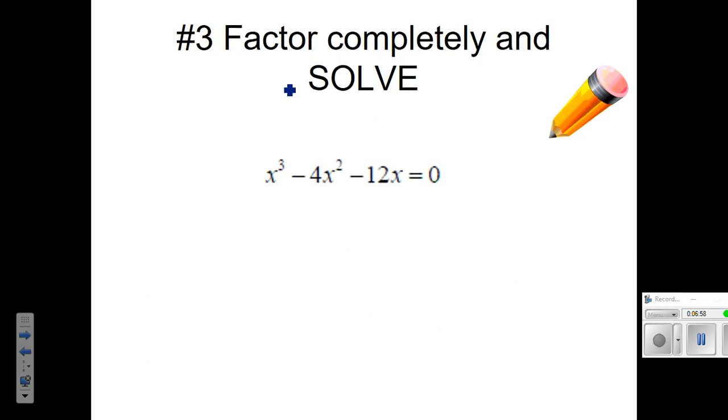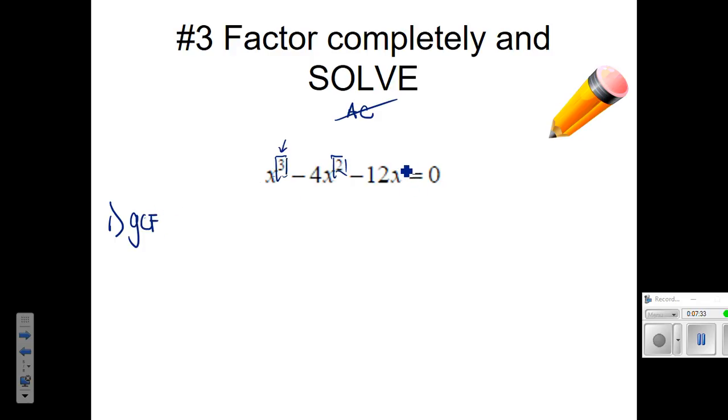Factor completely and solve. Okay, so what first type of factoring would we use? Let's count our terms. 1, 2, 3. Okay, we could try trinomial. Except for trinomial, AC is not going to work, because remember, with AC, your first exponent has to be double the second. So AC isn't going to work. Okay, we don't have grouping. We don't have two terms, so we can't do difference of two squares. So we should always try greatest common factoring first.